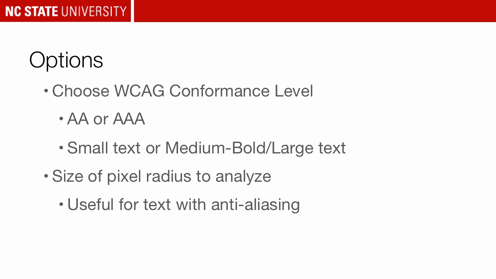Second, you can choose what size pixel radius you want to analyze. This can be really useful when text has a lot of anti-aliasing or blending from the foreground to the background color. Using a larger pixel radius helps deal with the gradual blending from a foreground to a background color. Just keep in mind, as you increase the pixel radius size, the time to analyze the image will significantly increase.